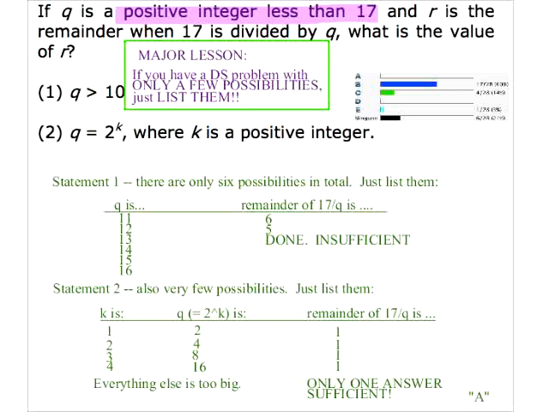Again, I don't really think there is a theory-based way to do this problem. Someone in the text box says 4, 8, and 16 only. Don't forget about 2. Thank you for that correction. Q can't be 1 because 0 is not a positive integer. 2 to the 0 would be 1, but K can't be 0. So this is the smallest Q that works here.